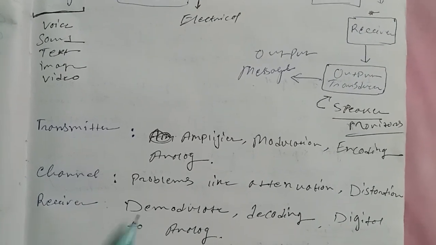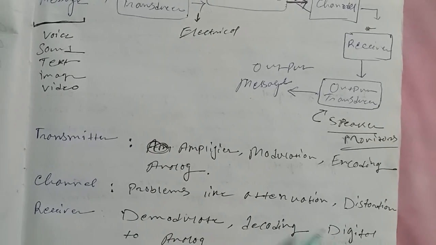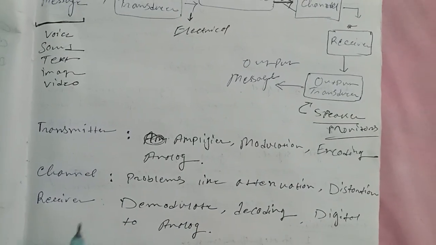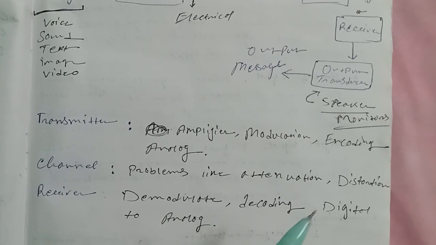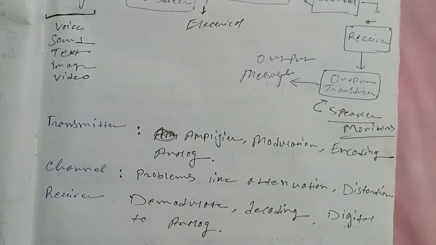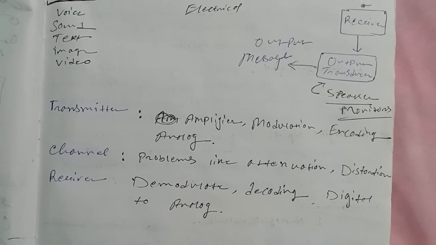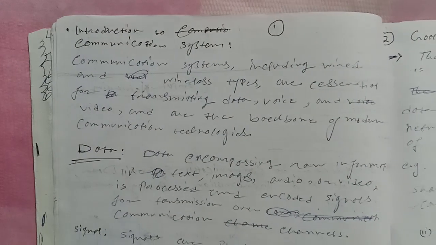What are the channels? In the channel, we can see some problems like attenuation and distortion. Then a receiver. In the receiver, we can see the demodulator, decoding, digital to analog, everything happening in the receiver. So let's see what the communication system is. Introduction to communication system.